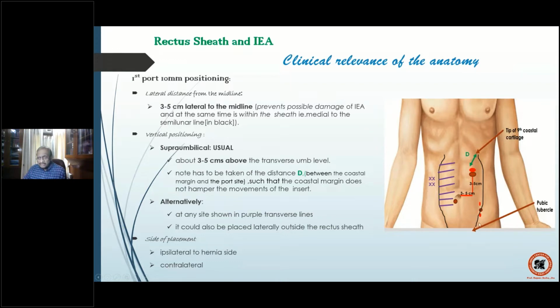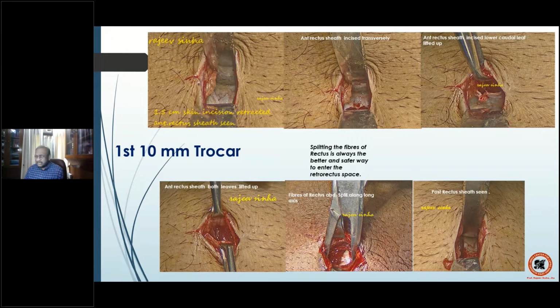And it could either be ipsilateral, meaning that if you have a left hernia, the first port is on the left side. If you have a right hernia, it is on the right side. Or it could be contralateral, that means a right hernia being approached by a left-sided first port. I normally use a contralateral first port side. It gives me more length ergonomically, intracorporeal length ergonomically.